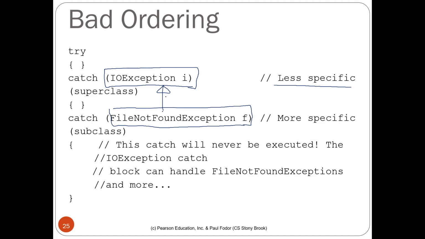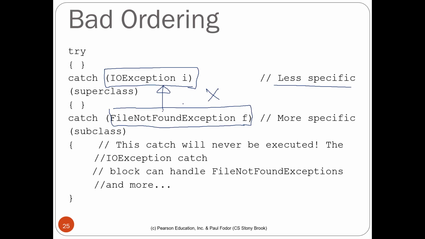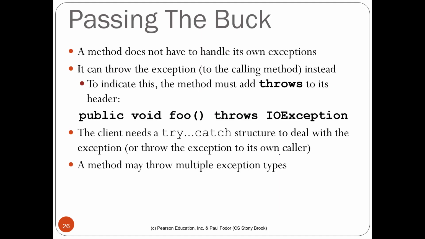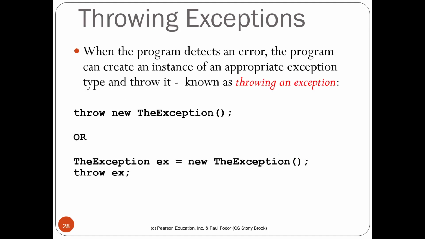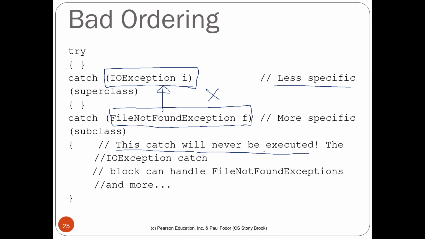Okay, so this ordering which we use in inheritance is not the correct ordering in exception. So we should avoid this. We want something like this, more specific followed by less specific. All right. So yeah, this is what we will get in the compiler error. It will say that it's never executed. So let me do a few more slides and then I'll take you to the demo.